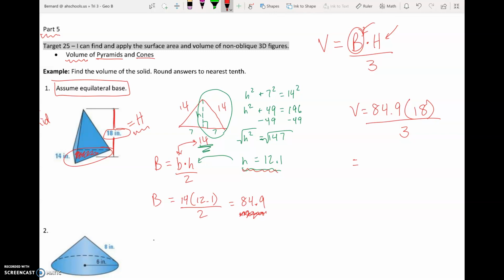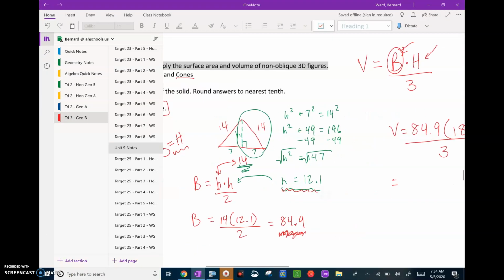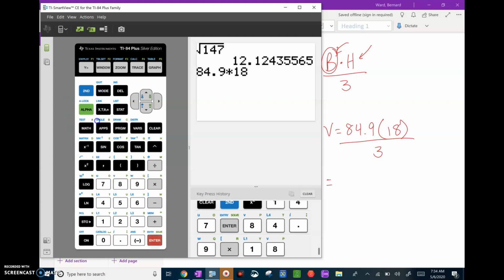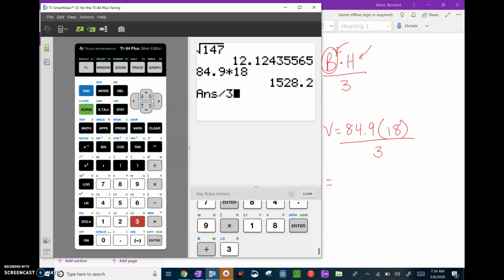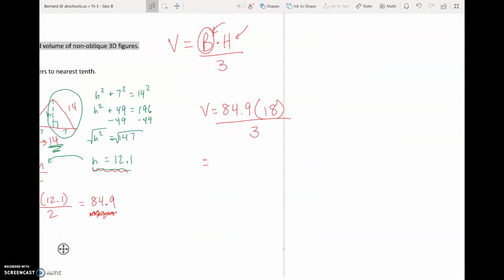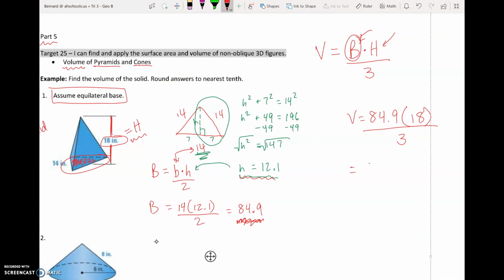So let's go to our calculator. 84.9 times 18 equals, and then remember, divide by 3, and we get 509.4. And then the units are going to be inches, and just like yesterday, for volume, they are cubic inches, so inches to the third power. And that's the volume. Excellent.